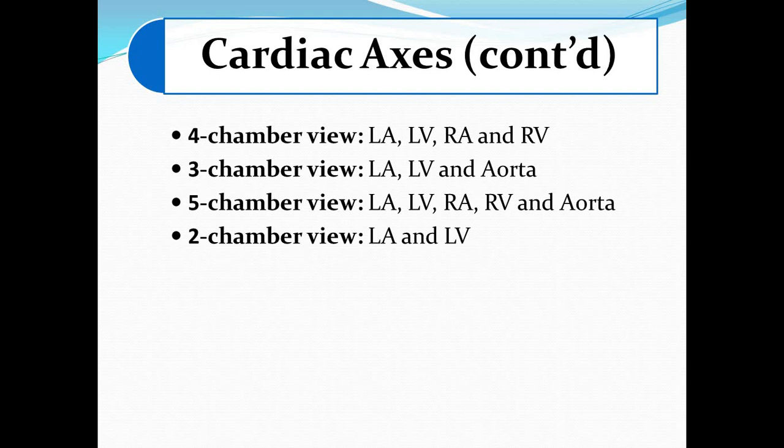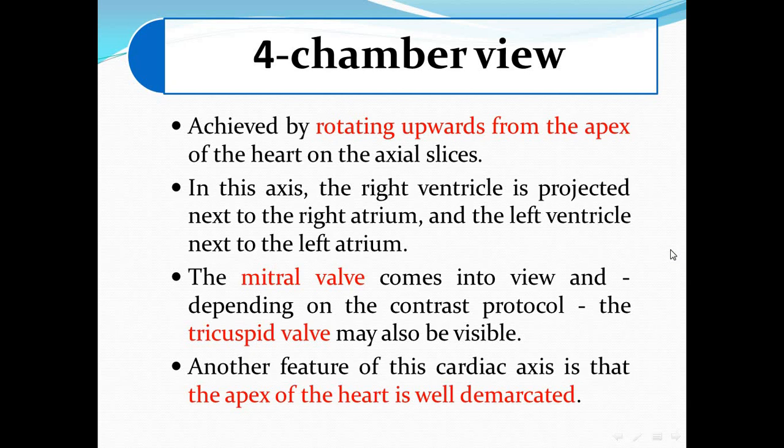When we talk about 2 chambers, we mainly focus on the left-sided heart, because this is the most important part. It's the one that pumps the blood to the body circulation. When we add one on either the 2 chambers or the 4 chambers, it's the aorta. So the 3-chamber view is left atrium, left ventricle, and the aorta, and the 5-chamber view is the 4 chambers of the heart plus the aorta.